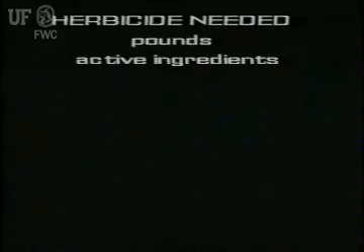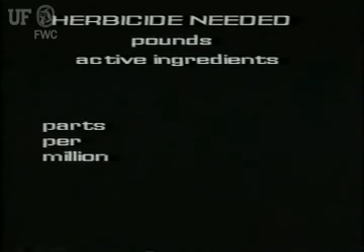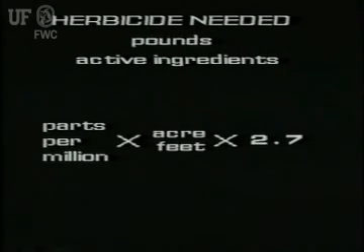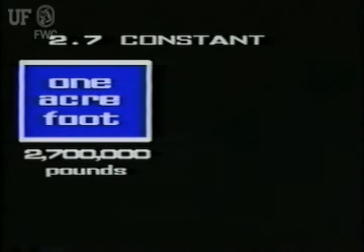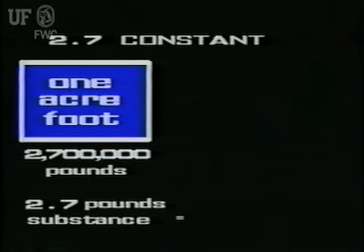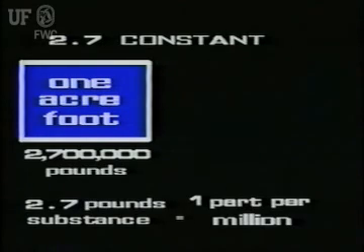Now we can calculate the amount of herbicide needed for a specified concentration by using the following equation. The herbicide needed in pounds active ingredient equals the parts per million times the number of acre feet in the treatment area times 2.7. The number 2.7 is a constant because 1 acre foot of water weighs 2,700,000 pounds. Or in other words, every 2.7 pounds of a substance, such as a herbicide, in 1 acre foot of water is equivalent to 1 part per million.